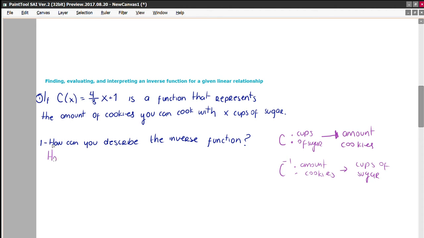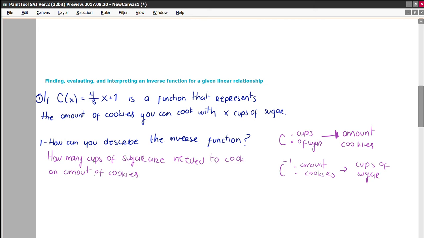So, how many cups of sugar are needed to cook an amount of cookies.